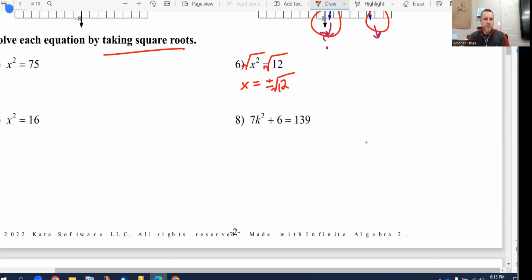Okay, and why is that true? Let's look at number 5 as an example. If you take 4 and you square it, you get 16, right? But if you take negative 4 and you square it, you still get 16. There's two answers. It doesn't matter whether this number is positive or negative because you're squaring it. So the same thing's true over here. Square root of 12, you have a positive answer and a negative answer.